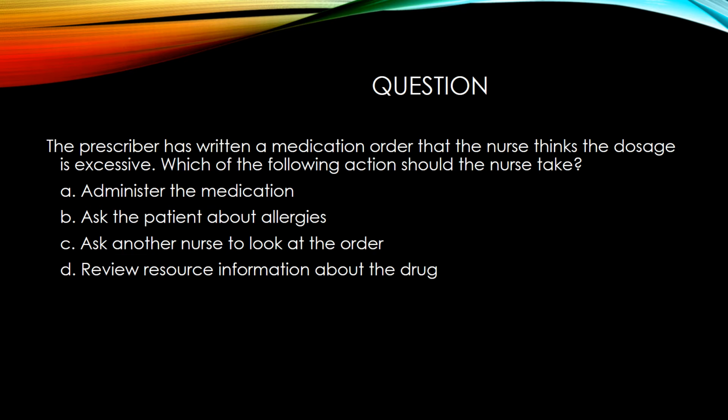C, ask another nurse to look at the order. Okay. I mean, you can do that, but is it going to take care of the problem? And D, review resource information about the drug. Okay. Yeah. First off, we got to know for sure that the dose is high. The nurse thinks the dose is excessive, but do we know that for sure? So we got to review the resource, and then if we still think that it's too high, then we're going to call that prescriber.